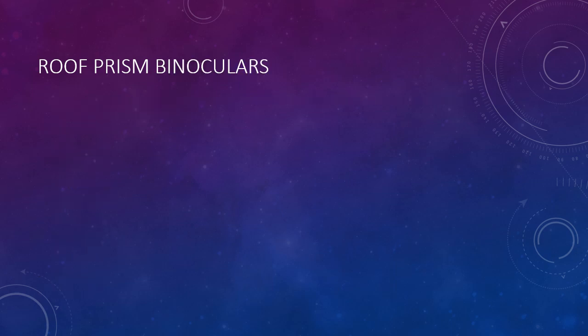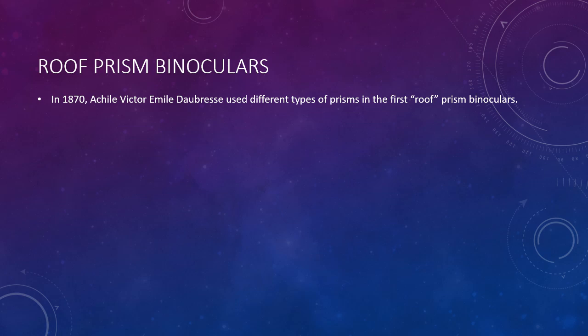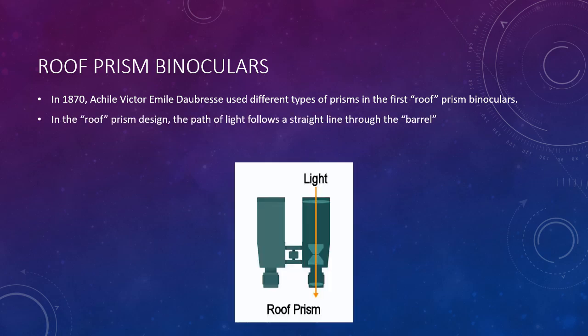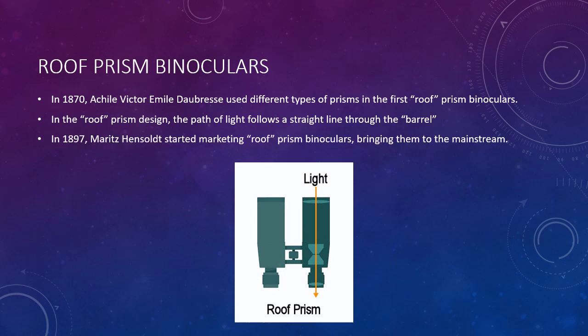Roof prism binocular. In 1870, Achille Victor Emile Dalbrès used different types of prisms in the first roof prism binoculars. In the roof prism design, the path of light follows a straight line through the barrel. In 1897, Maurits Hensoldt started marketing roof prism binoculars, bringing them to the mainstream.